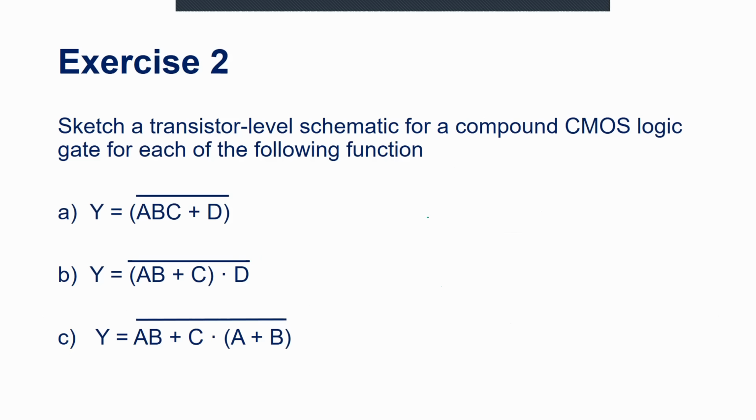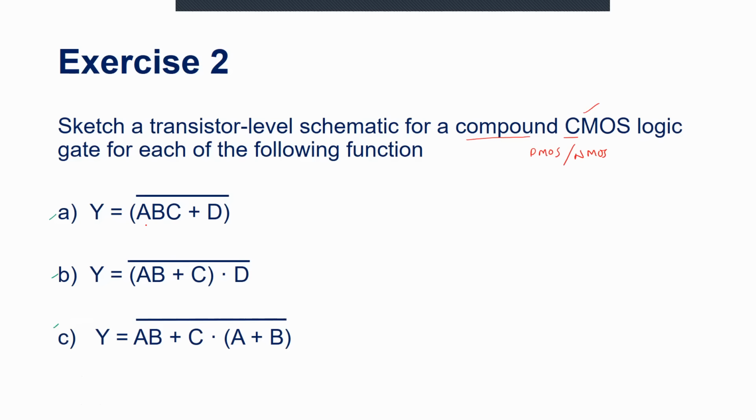Here is an example, exercise number 2, where we are asked to sketch a transistor level schematic for a compound CMOS logic gate for the following functions, where our 3 functions are given, A, B, and C. What we understand from that is we have to form a compound CMOS logic. Compound CMOS logic consists of PMOS and NMOS both, so it's a CMOS logic. So let's start with part A.